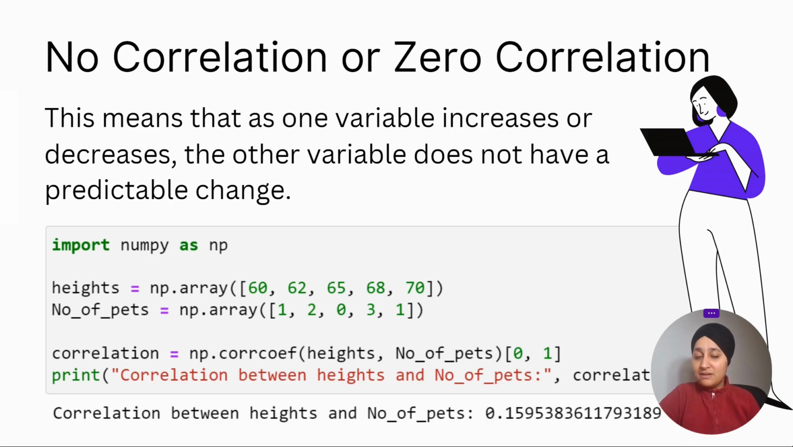So you can see here when I'm finding correlation between these two variables, heights and number of pets, using this function corrcoef, you can see it is giving me output 0.15953. So this is the output and this is very close to 0, maybe 0.1 or right, less than 0.2. So in this case, we can simply say this kind of relationship is zero correlation or no correlation. There is no correlation between these two variables.